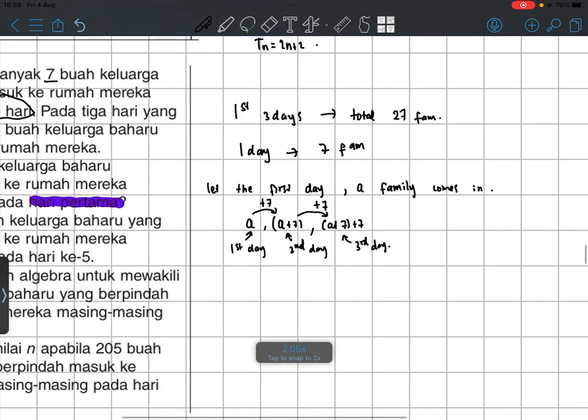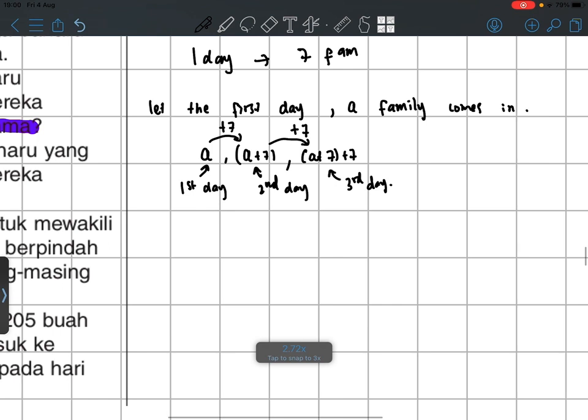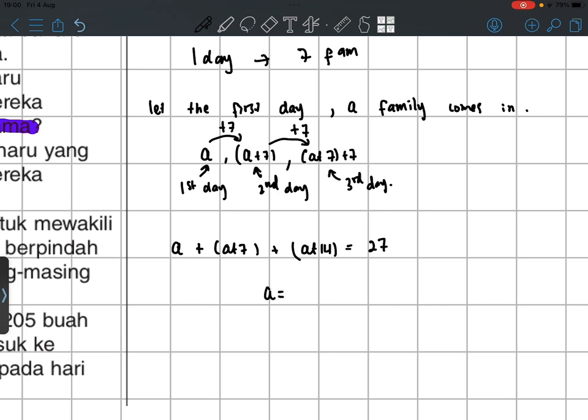Okay, the first 3 days the total is 27 families. So we just add up. a plus 7 plus a plus 7 is 3a plus 14, so we get 27. So we solve for a, we get what? Okay, this should be 3a equals 27 minus 7 minus 14, which is 6.